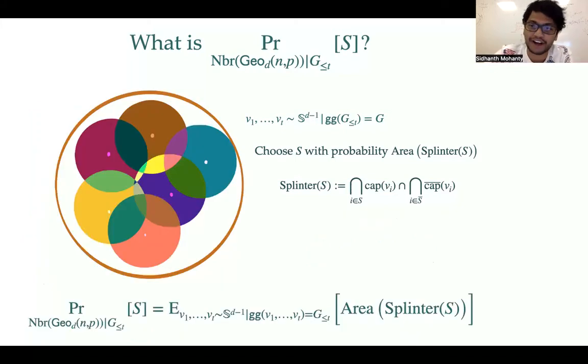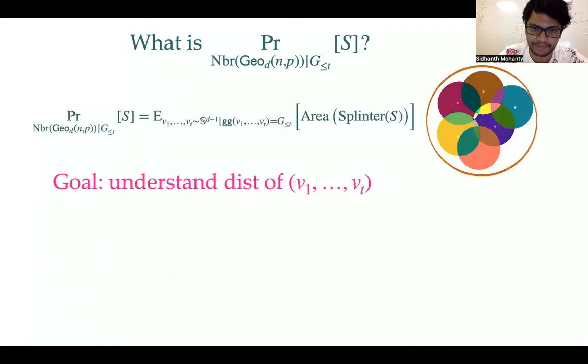Now I'm telling you that I want to get a good estimate, not only of the area of a splinter around S, but of the expected area. And this expectation seems to be over a somewhat crazy distribution. So I'll have to tell you how one gets a handle on this distribution, how one can see this distribution as being somewhat tame.